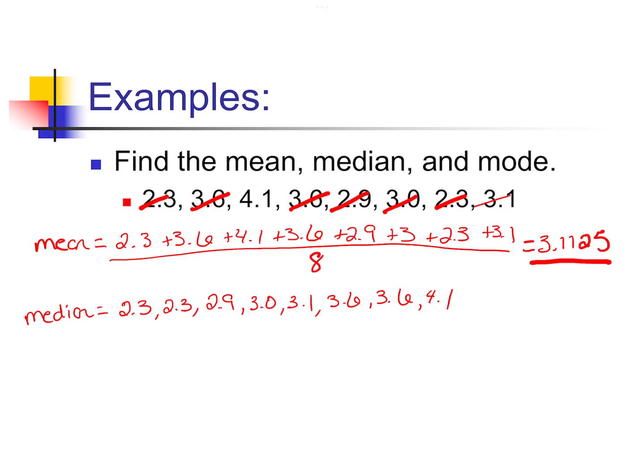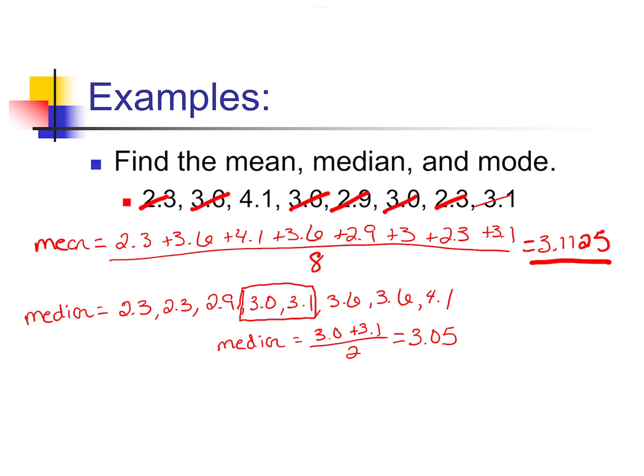So we need to find the middle number. There's 8 of them, so there's not a number exactly in the middle like there was before. So when there's not one exactly in the middle, when you have an even number, you find the 2 middle numbers. In our case, the 2 middle numbers would be 3 and 3.1. So then to find the median, you take those numbers, 3 plus 3.1, and divide by 2. So with an even number of data values, take the 2 middle ones, add them together, divide by 2, and we would get 3.05.